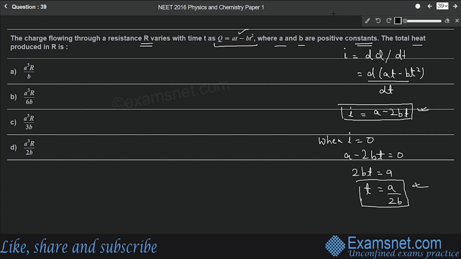Okay. Now we have to find out the heat. We know that heat is equal to I square R. We know the formula, right?